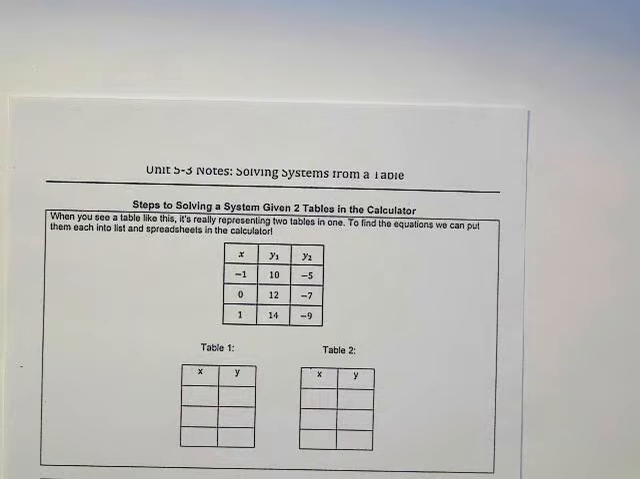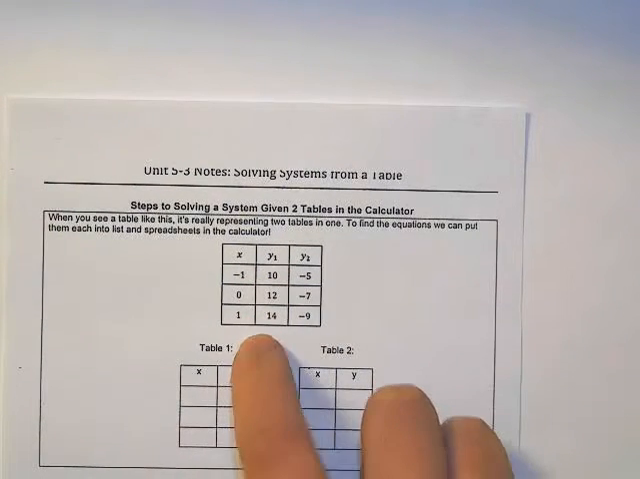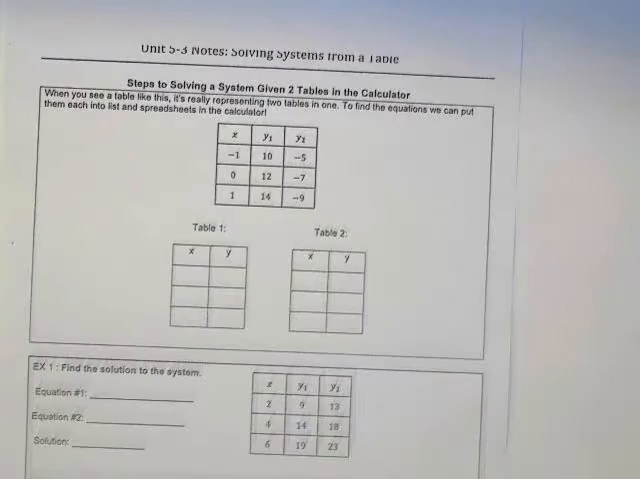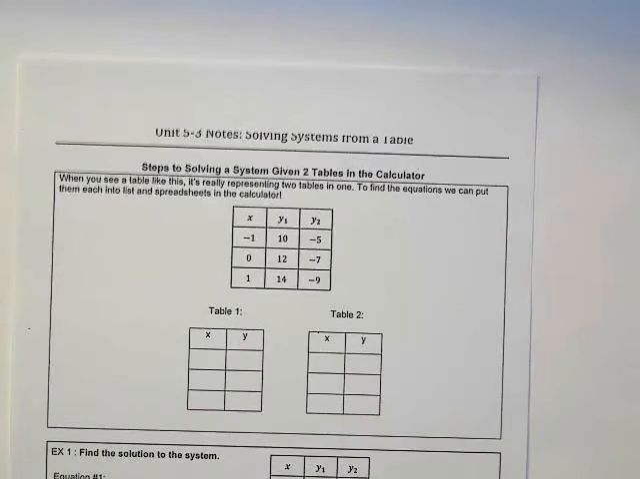Two. So I want to find the point where the two lines are crossing. That's my solution, where the lines cross. Every table is really just points on a graph, right? Everybody understand? If I look down here, I don't have one table. They're really just points on a graph that make up a line, and I'm going to have two tables. When you see a table like this, it's really representing two tables in one.